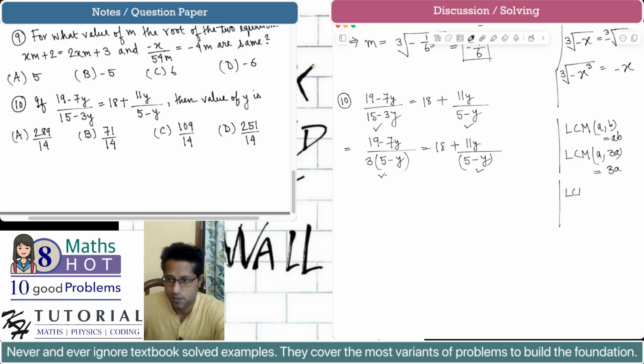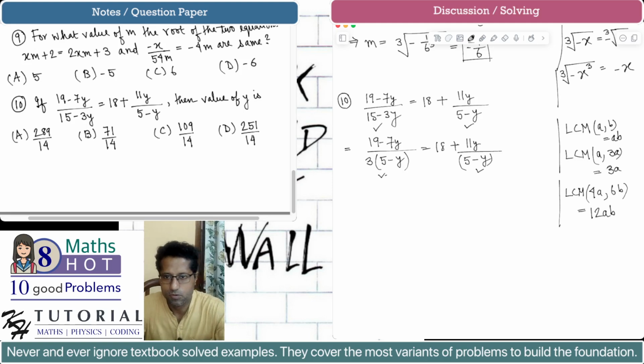Also, let's say the LCM of 4a and 6b will be equal to the LCM of 4 and 6 multiplied by a and b. The LCM of 4 and 6 is 12. So it will be 12ab.